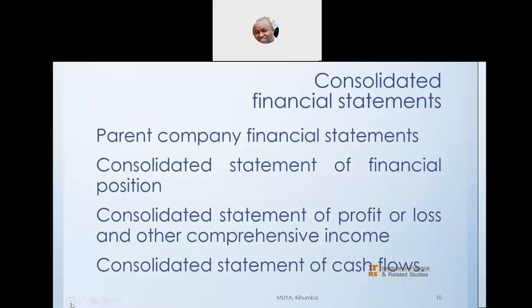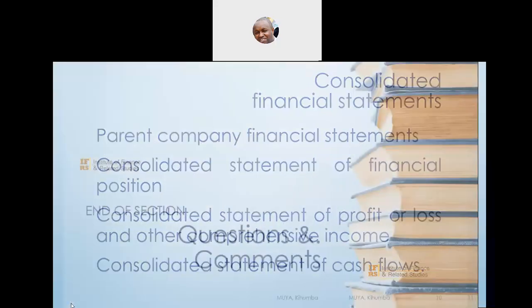The consolidated financial statement consists of the parent company financial statements, which will always be provided for in the event of an examination, the consolidated statement of financial position, the consolidated statement of profit or loss and other comprehensive income, and the consolidated statement of cash flows. Now, the last three statements, you might be required to prepare any or all of them, but in each case, the financial statement of the parent and the subsidiary or subsidiaries, as the case may be, would be presented.